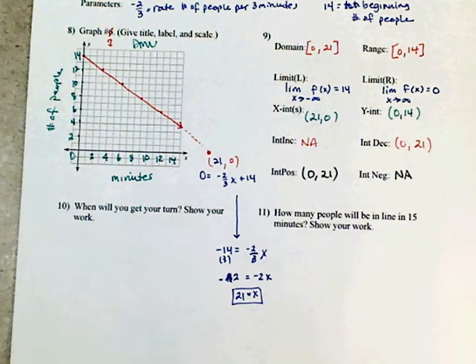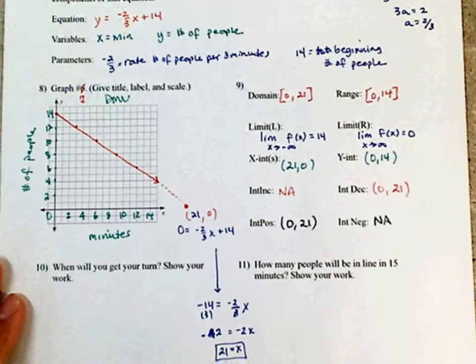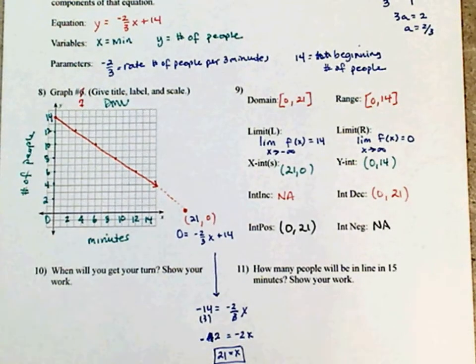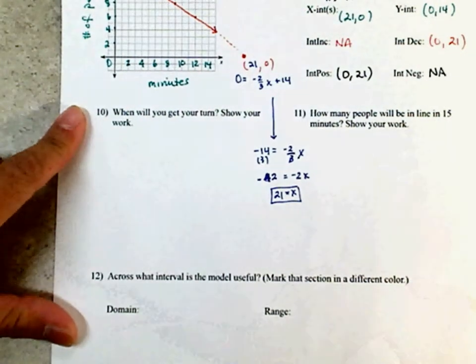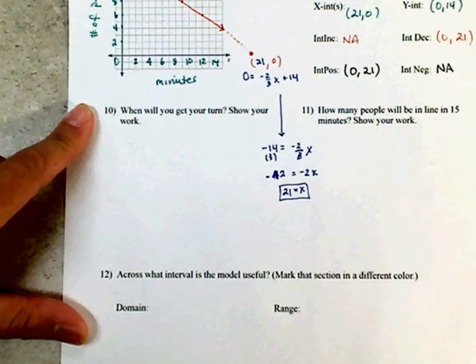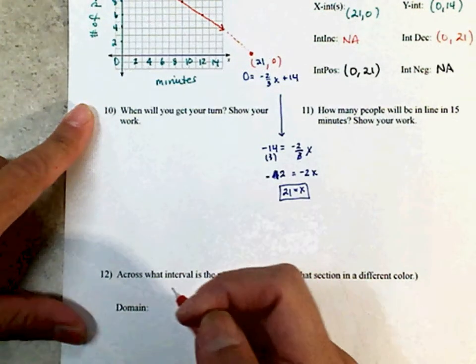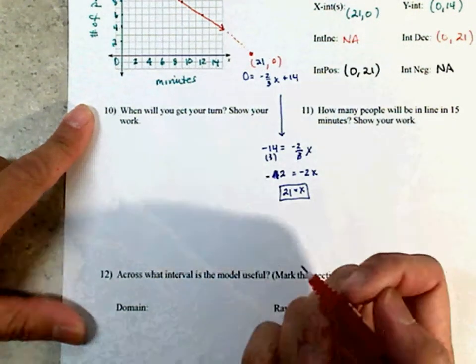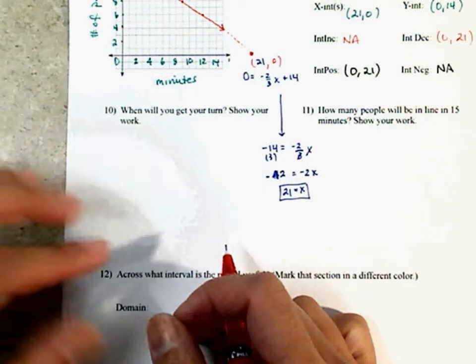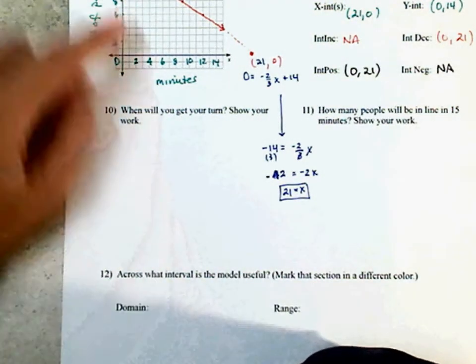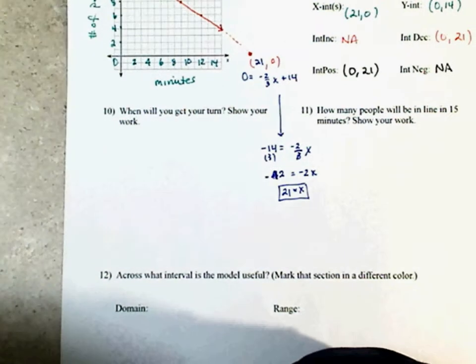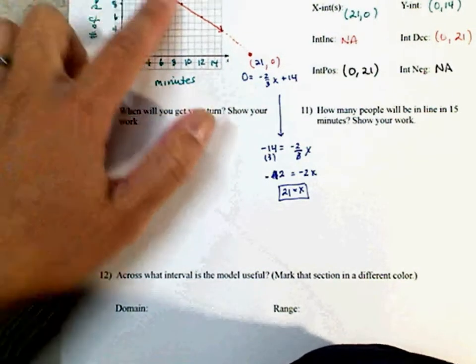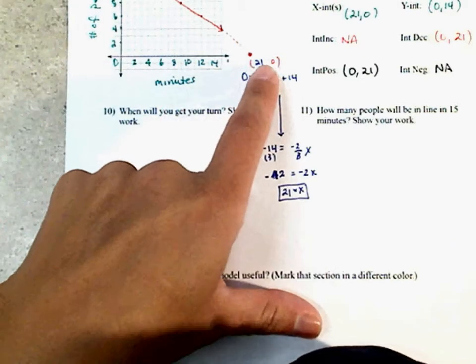Alrighty, let's look at number 10. So there's a scenario that goes together. Number 10 says, when will you get your turn? Well, if you're the 14th person, what is your y going to be? Think about it. There's many different ways. If you are the 14th person, right here, how long is it going to take you? Well, it's going down every single time. It'll probably take you 21 minutes to get your turn.